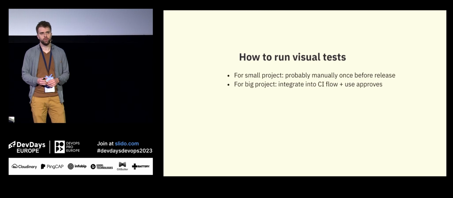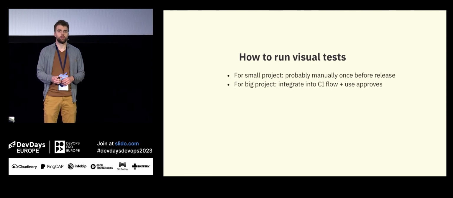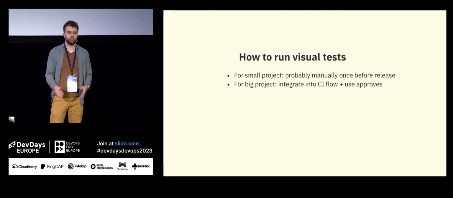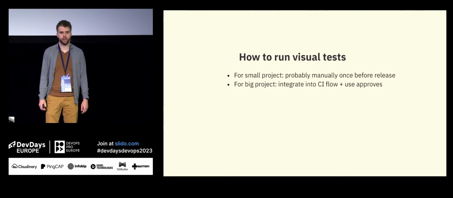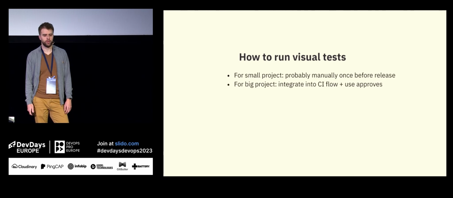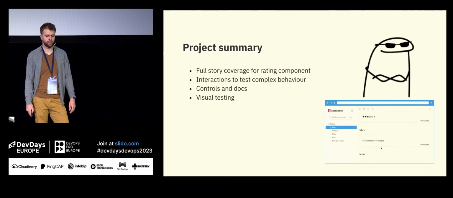Running visual tests for small projects could be done manually. I think most of the value comes from running it when you have a release, so you just run it before release. But it's ideal obviously to have it automated, done in CI, and also maybe use a proof flow, though it's a bit of a heavy case.